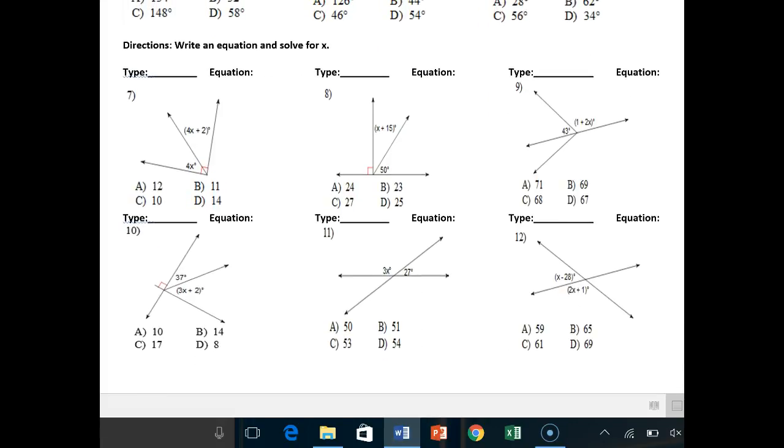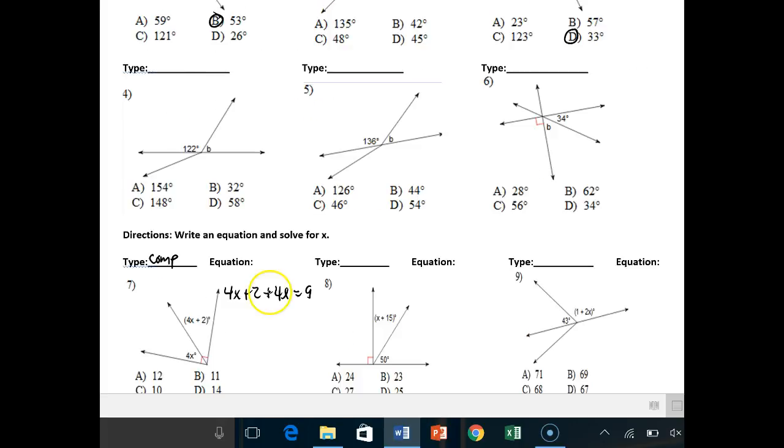Station 2, I say solve for x. So again, similar types of relationships, but this time I'm just using algebra. For number 7, we have a complementary relationship. That means 4x plus 2 plus 4x equals 90, because it's a complementary relationship.